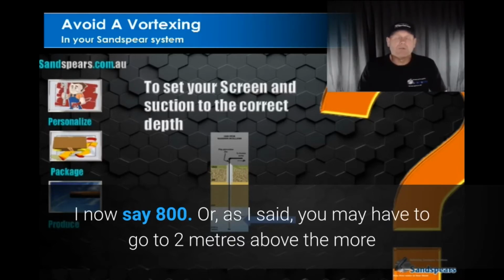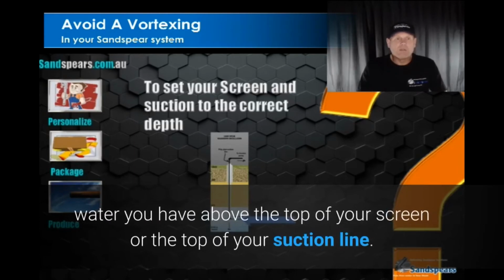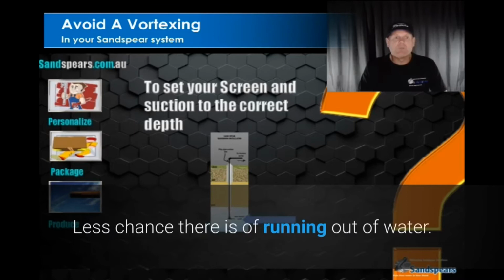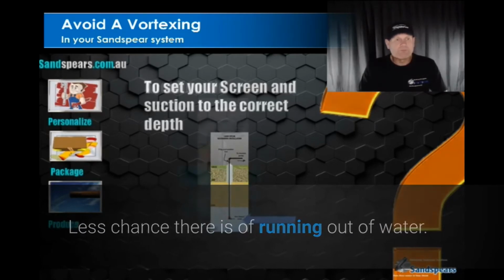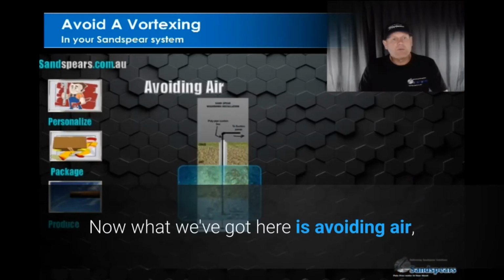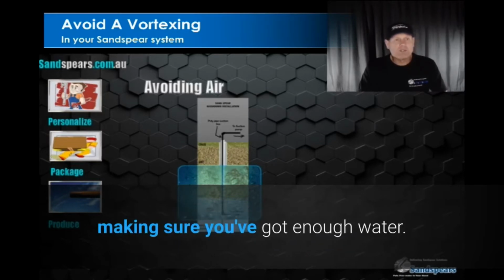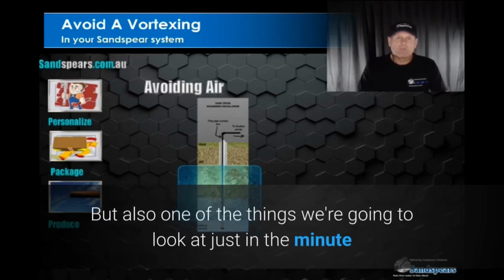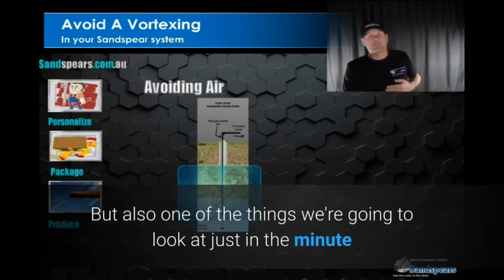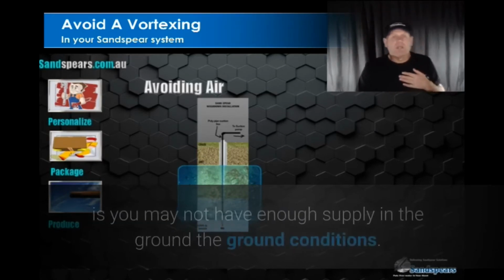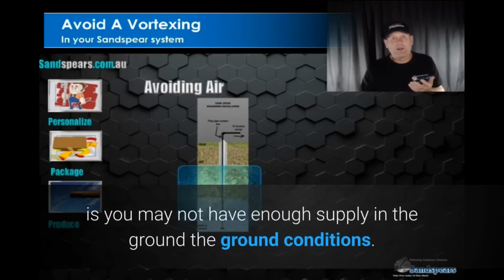Or as I said, you may have to go to 2 meters above. The more water you have above the top of your screen or the top of your suction line, the less chance there is of running out of water. Now, what we have here is avoiding air, and you can avoid air by setting it to the correct depth, making sure that you've got enough water. But also, one of the things we're going to look at in a minute is you may not have enough supply in the ground.